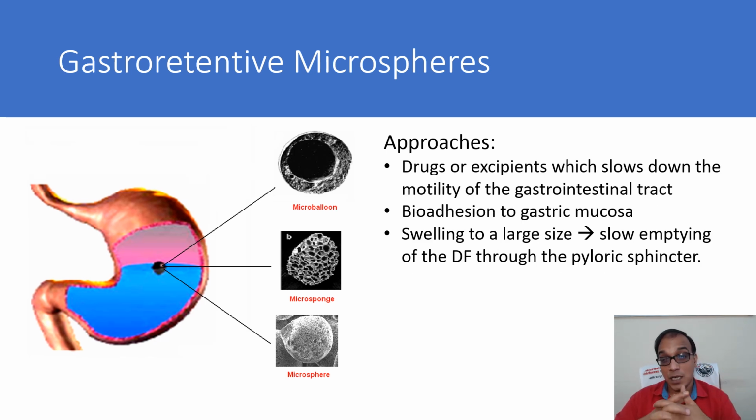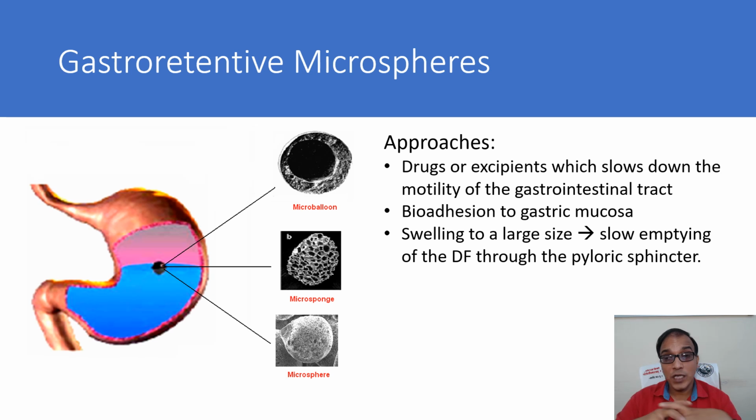Another approach is a drug or excipient which slows down the motility of the GIT, the gastrointestinal tract, may be adopted, or bioadhesion to the gastric mucosa may also be adopted for gastroretention.